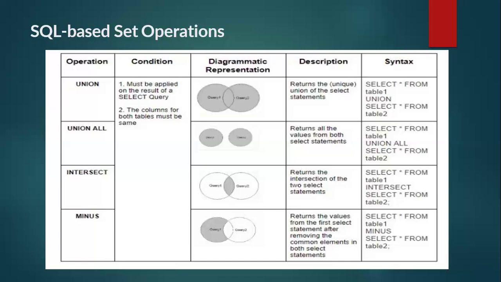Intersect will return the matching records which are present in both queries. Minus will return records from the left query minus the right query result. There is a difference between join and set operation. Join is a different thing and set operations are different. We will learn while doing the practical on MySQL what is join, what is union, and what are set operations, and the differences between them.